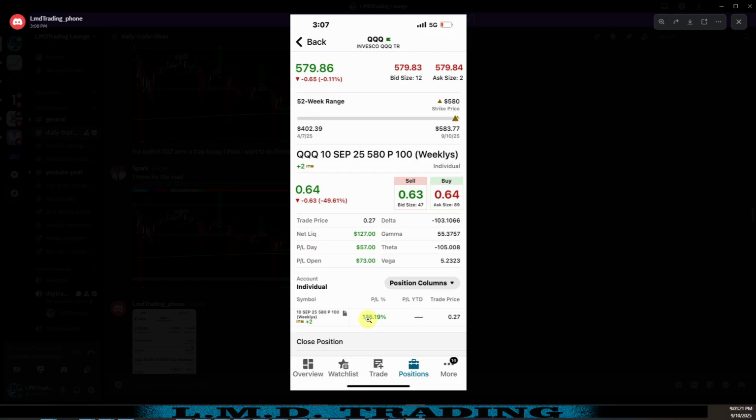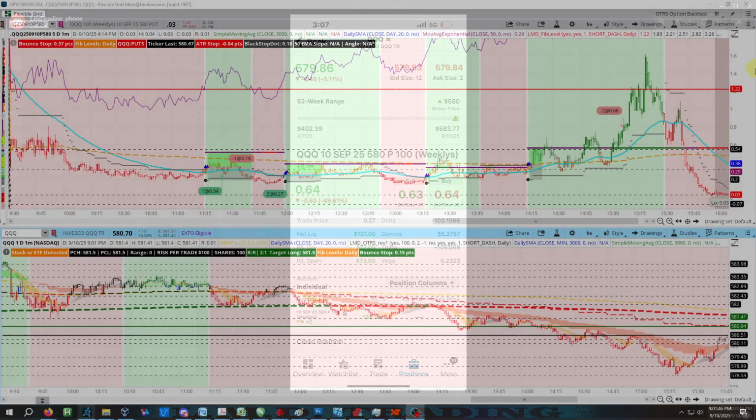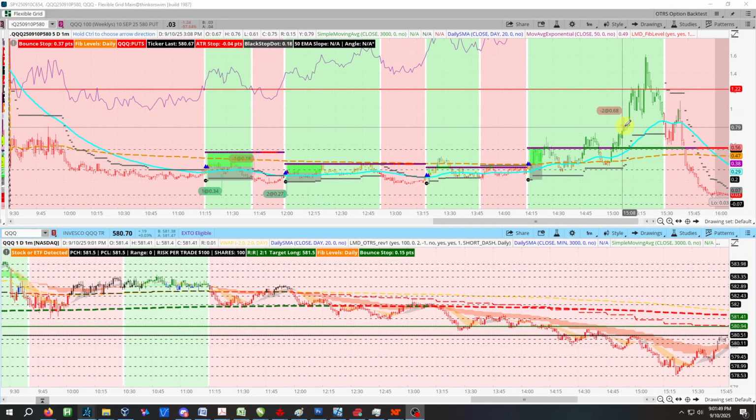This trade was up 135%. That is the beauty of options. I paid $36 per contract. These bad boys were up $63. It was selling for $63. So solid trade. And if we look at the chart, we see that this thing just continued to rip, y'all.